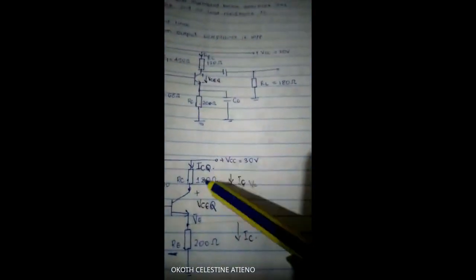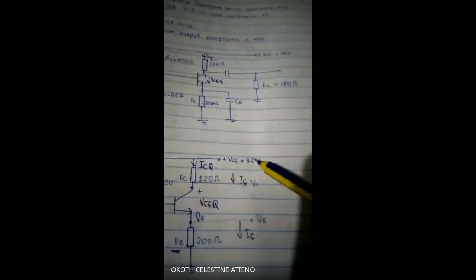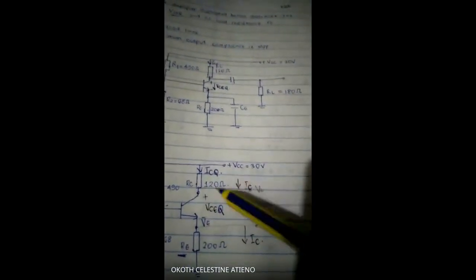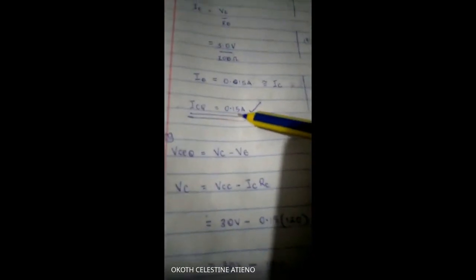VC is VCC minus the drop here. So 30 minus IC times 120. We got IC as 0.15. So you find your VC is 30 minus 18 to get 12. You have VC, you have VE. So you have 12 minus 3 and your VCEQ is 9.